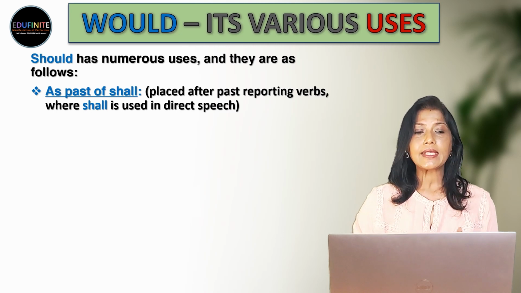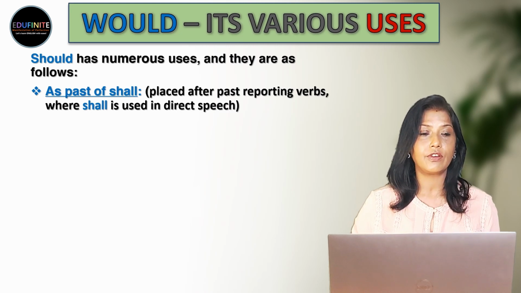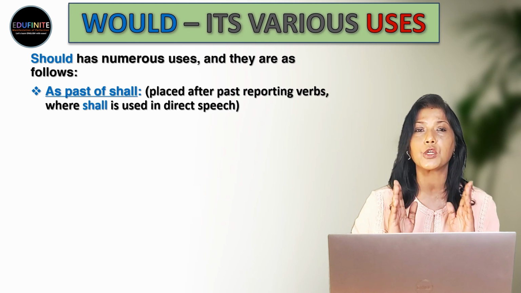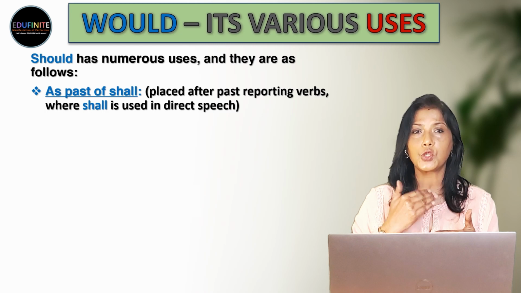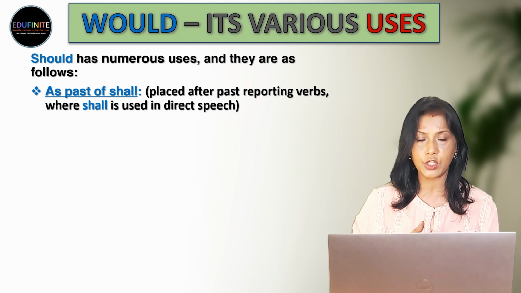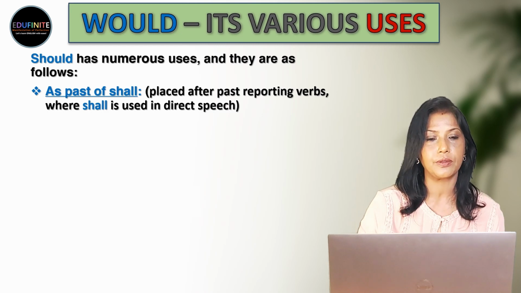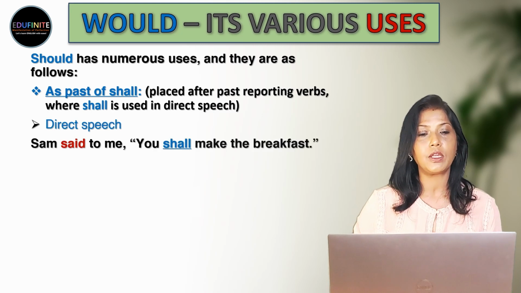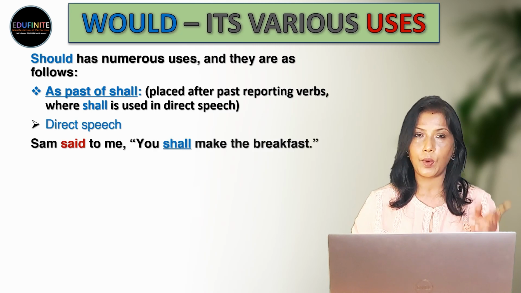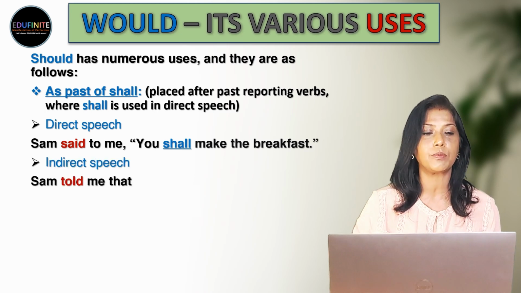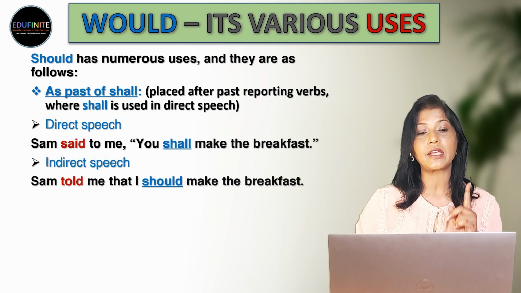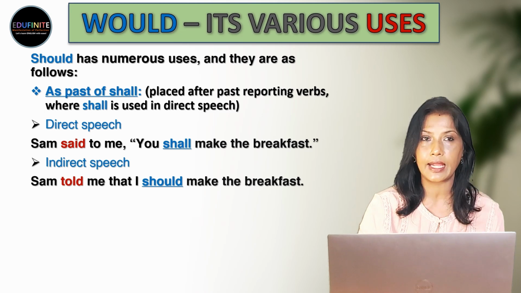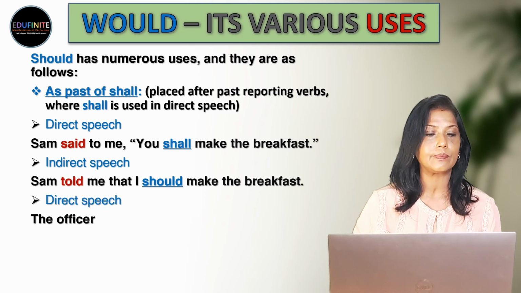So placed after past reporting verbs where shall is used in direct speech. So if you have a direct speech and there shall is used, so when we change that into indirect speech, shall is replaced by should. Okay. The direct speech is as, Sam said to me, you shall make the breakfast. Now, when we change this to indirect speech, it becomes, Sam told me that I should make the breakfast. So shall becomes should.